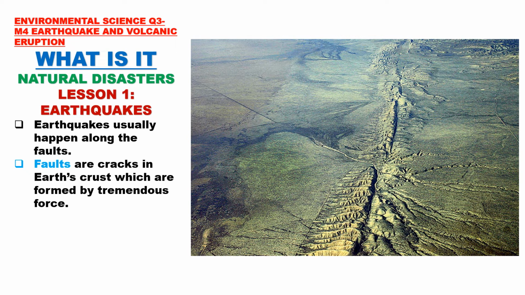Earthquakes usually happen along faults. So faults are cracks in the Earth's crust which are formed by tremendous force. So in this picture, you will see that there is a crack in the Earth's crust. So this crack is called a fault.